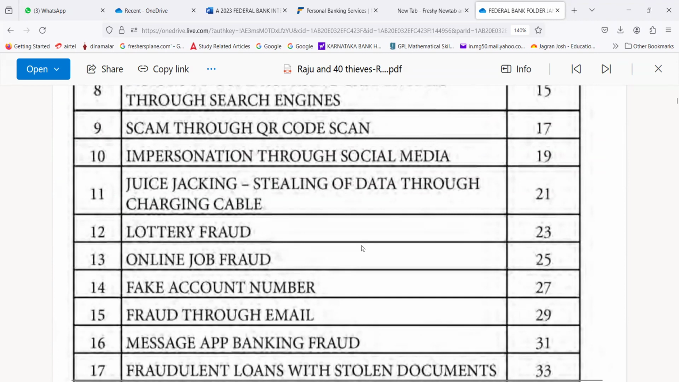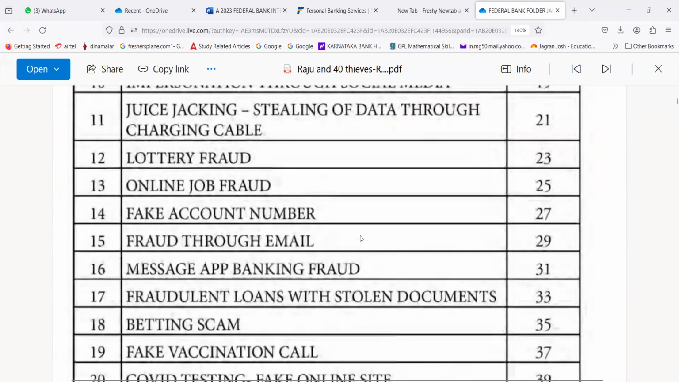Impersonation means acting as some other person, pretending to be someone else. Correct. 11. Juice jacking, stealing of data through charging cable.